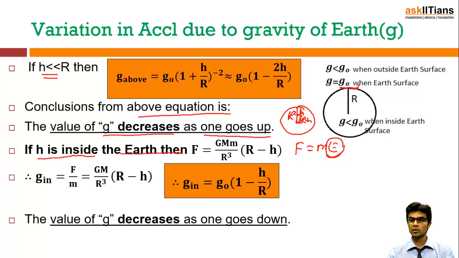When we go above the surface of the earth, the acceleration due to gravity of earth will decrease, and also when we go inside the surface of the earth, acceleration due to gravity of earth also decreases. That is, g max will be at the surface of the earth. Acceleration due to gravity of the earth will be maximum at the surface of the earth. So here these are the 3 points.